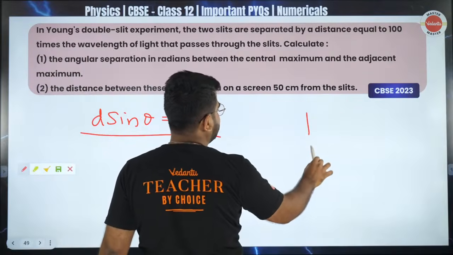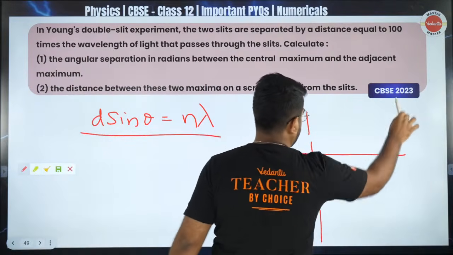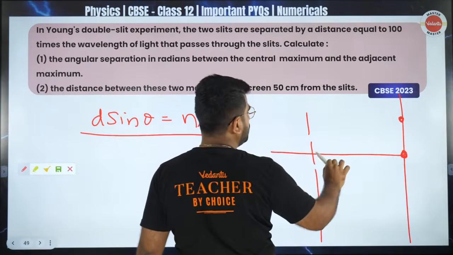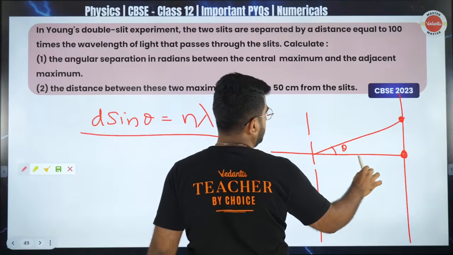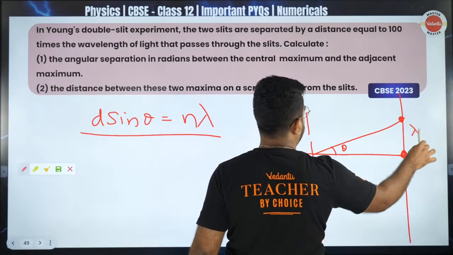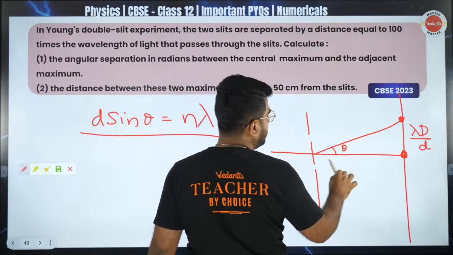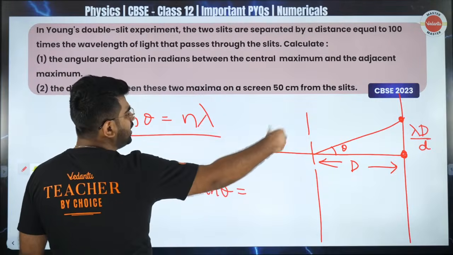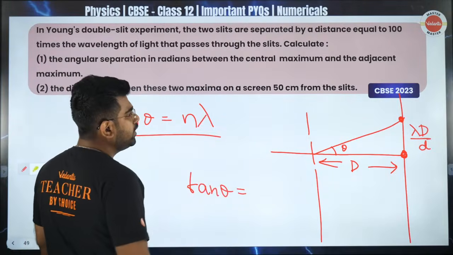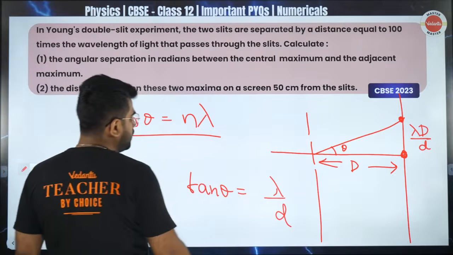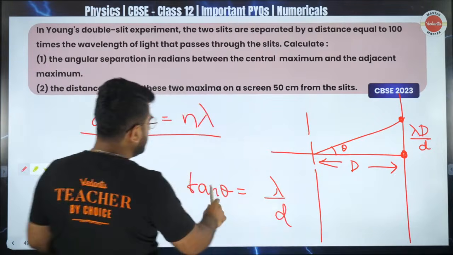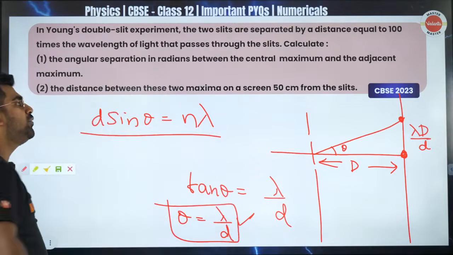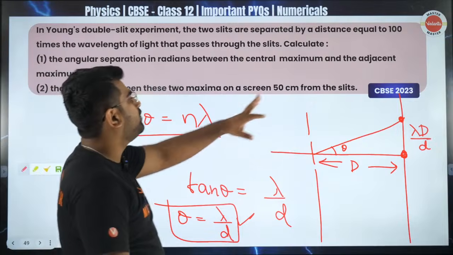So this is your central bright fringe. This is the next bright fringe. This is your angle theta. This is your fringe width, lambda D by d, and this is D. So tan theta is opposite by adjacent, lambda by d. Since we are looking at small angles, theta is equal to lambda by d. So that's the answer, the angular width of the first central maxima and first maxima.